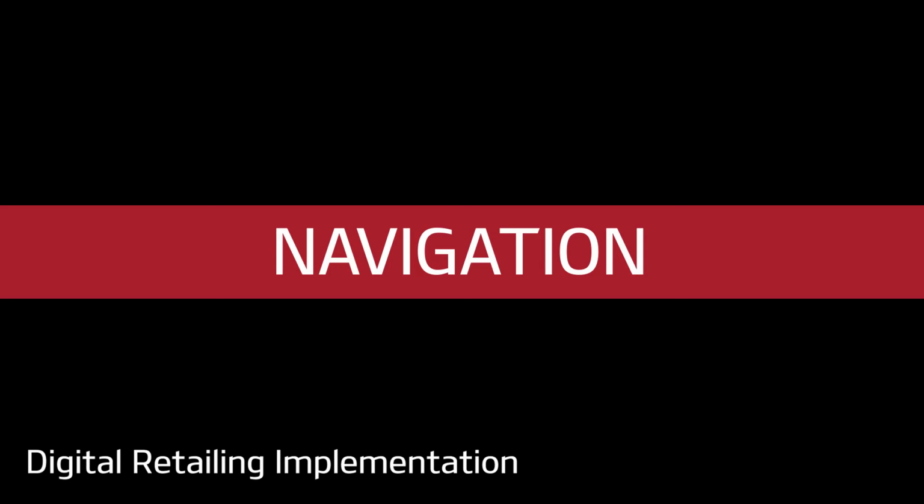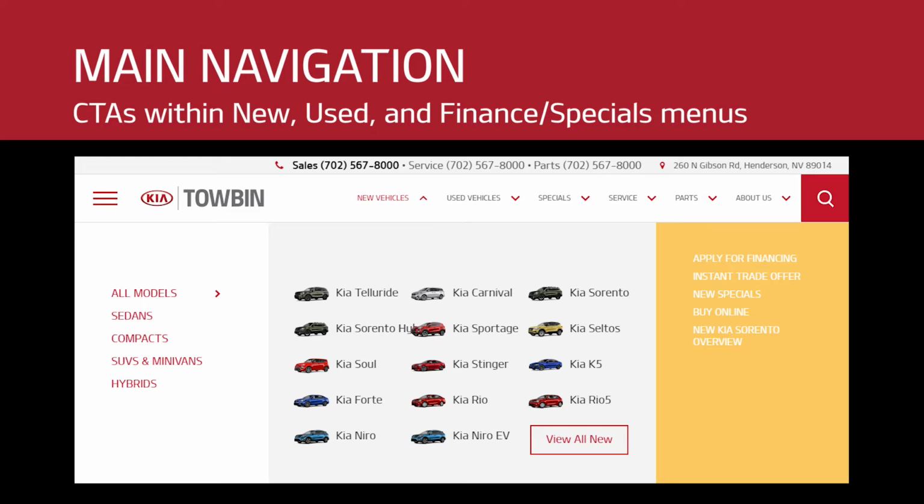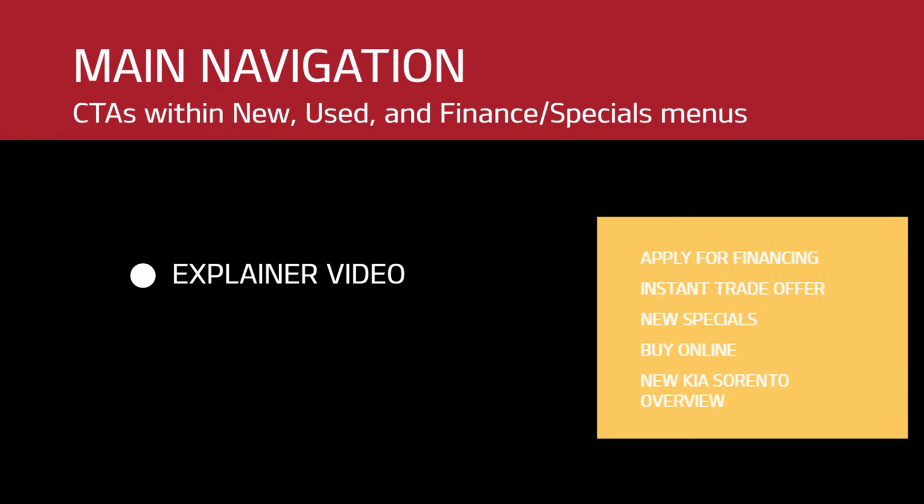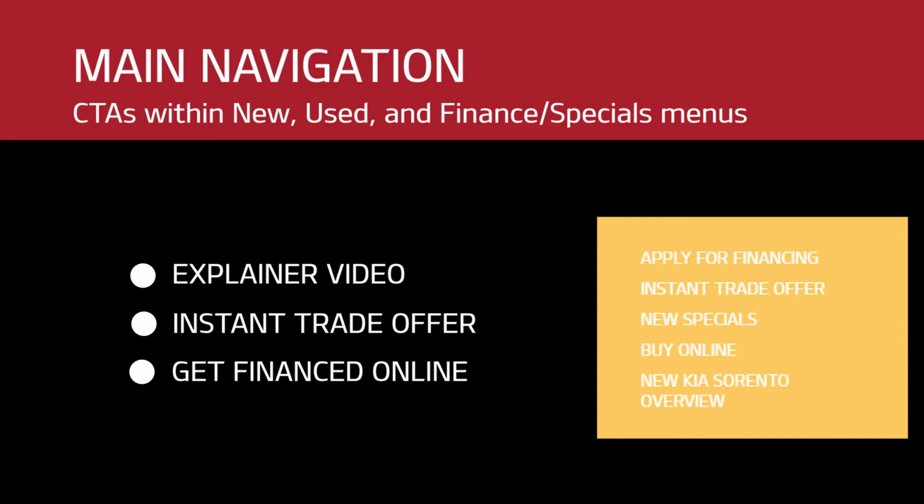Your website's navigation system is also full of places to place CTAs, or calls to action, to start your customer's digital retailing journey. The idea is to meet customers wherever they are in the process and guide them through to a sale, whether they are buying, financing, or doing a trade-in. Your main navigation should contain the following options in your new, used, and financing/specials menus: an overall explainer video on digital checkout, instant trade offer, and get financed online. These 3 options all should guide the customer effortlessly into the digital checkout path.